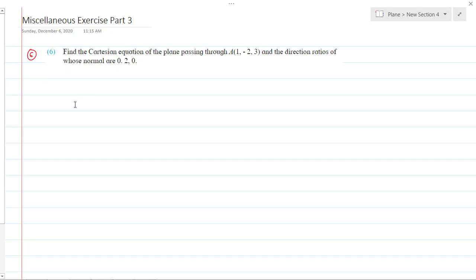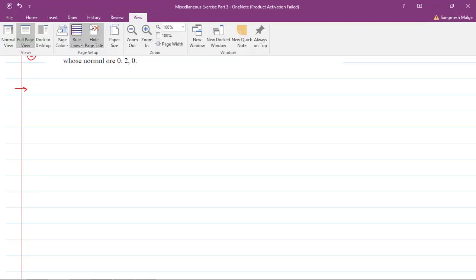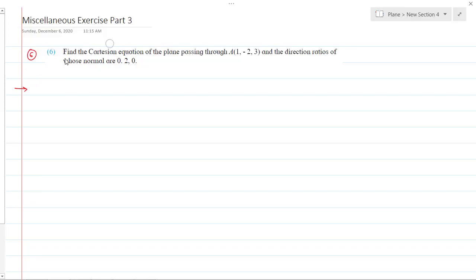I say it's a very basic question because what they have given is the point through which your plane is passing. It's 1 comma minus 2 comma 3 and the direction ratio of the normal vector. So these are nothing but a, b and c, and that is equal to 0 comma 2 comma 0. And I have already told you, to get the equation of a plane I require two parameters. One is the point through which your plane is passing and the other is the direction ratio. We have both things, that's good. So let's directly write down the equation.